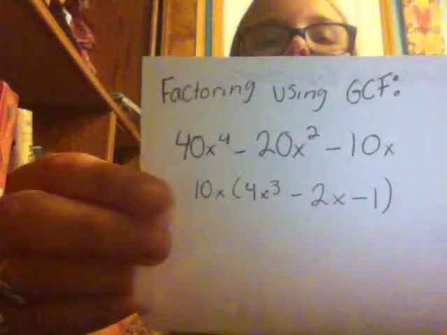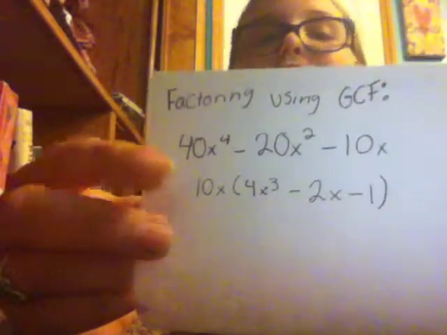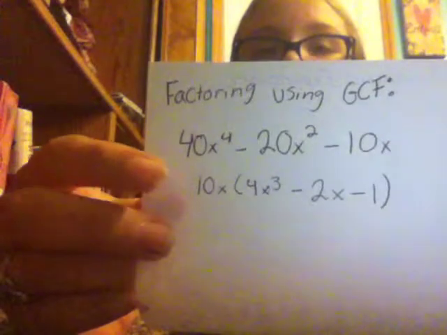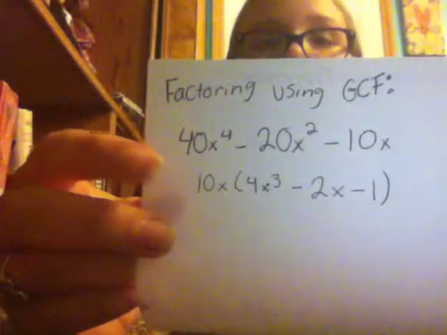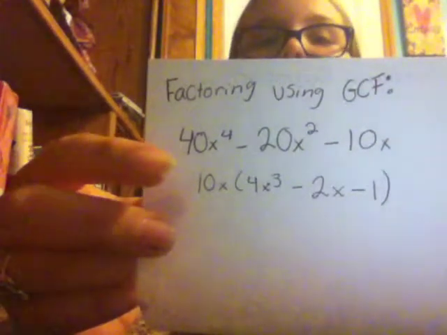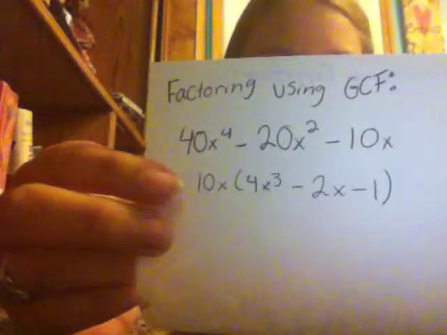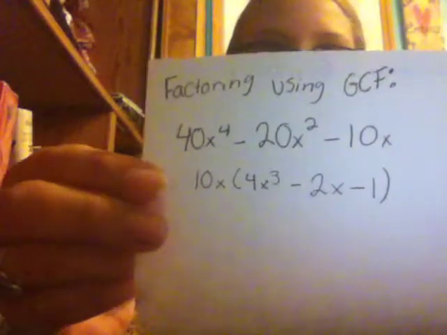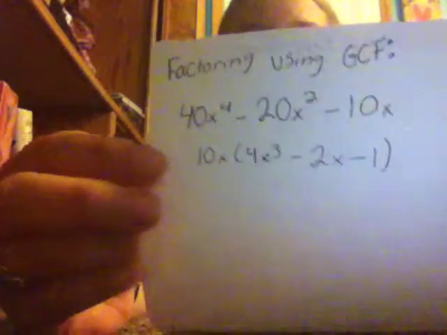40x to the fourth divided by 10x is 4x to the third. 20x to the second power divided by 10x is 2x. And then 10x divided by 10x is 1. So that's how I figured out factoring using greatest common factor.